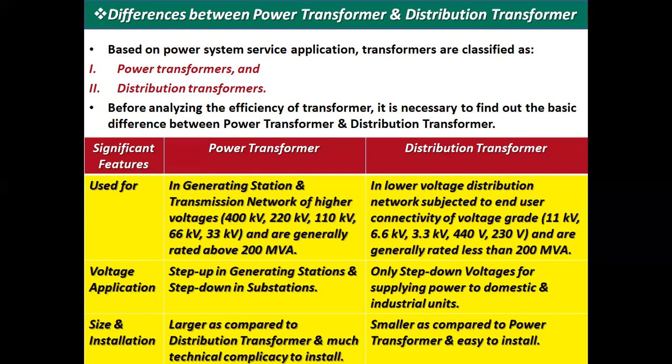Voltage application: step up in generating stations and step down in substations. Distribution transformer only step down voltages for supplying power to domestic and industrial units. Size and installation: for power transformer, larger as compared to distribution transformer and much technical complicacy to install. Distribution transformer is smaller in size and easy to install as compared to power transformer.